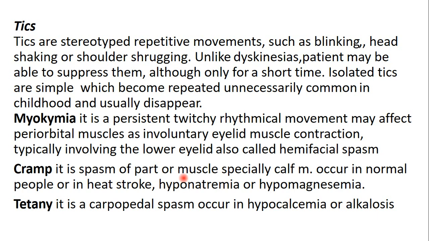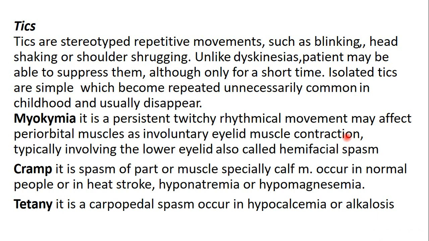This is tics, which is repeated unnecessarily. The other important movement disorder is myokymia. It is a persistent, twitchy, rhythmical movement that may affect the periorbital muscles, involuntary, from facial nerve involvement or irritation, with contraction of the eyelid muscles, typically involving the lower eyelid. It is also called hemifacial spasm. If it involves one side of the face, we call it hemifacial spasm. It's a type of myokymia.